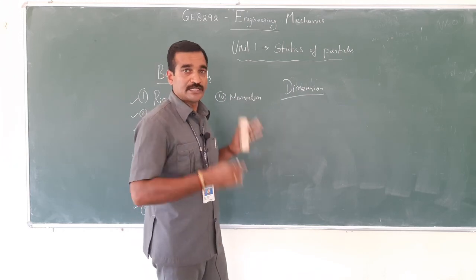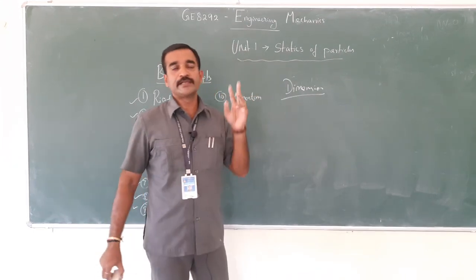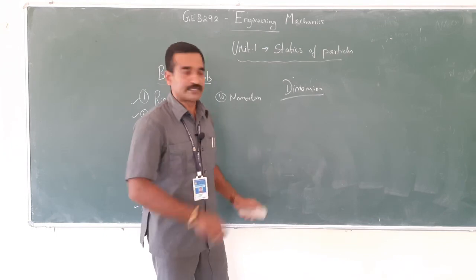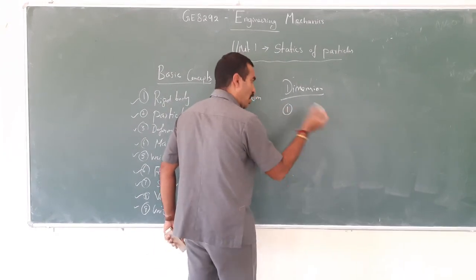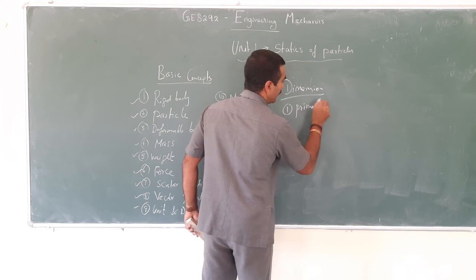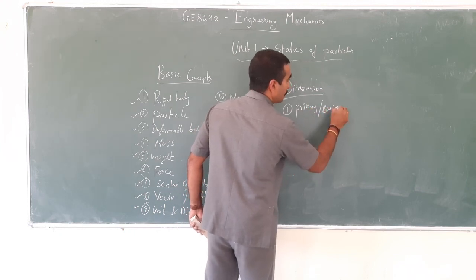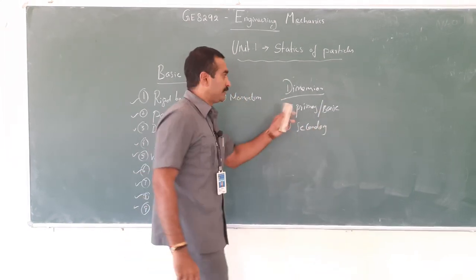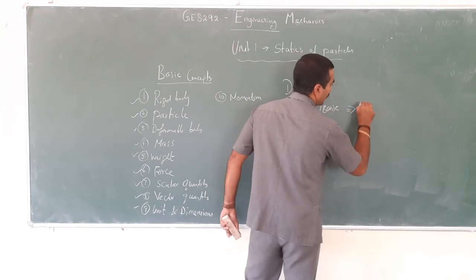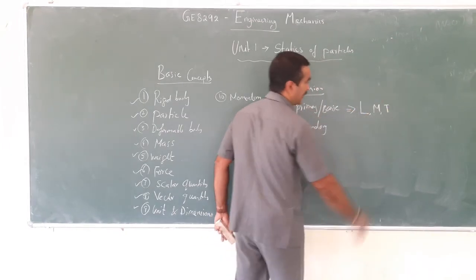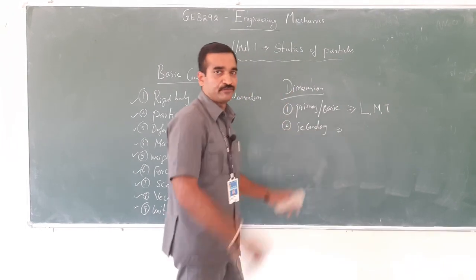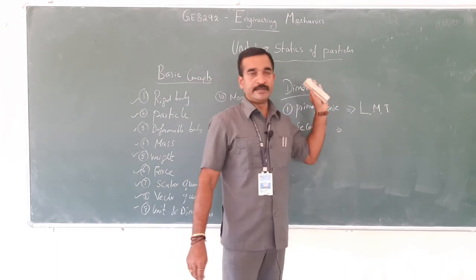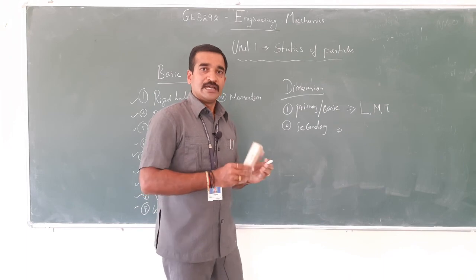As far as unit is concerned, I taught you there are 2 types, that is basic unit and derived units. As far as dimension is concerned, there are also 2: primary or basic dimension and secondary dimension. The basic dimensions are length, mass and time, and the secondary variables are derived from them, that is volume, area, velocity.